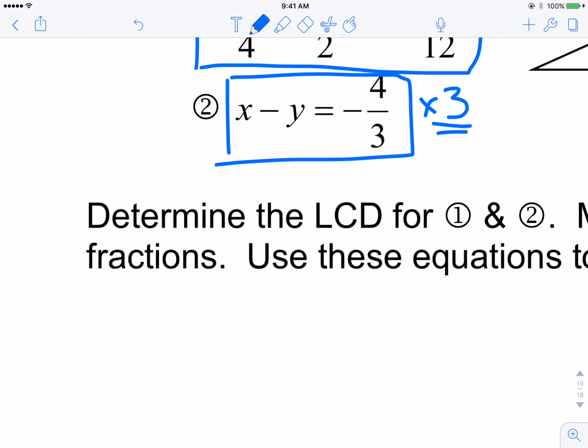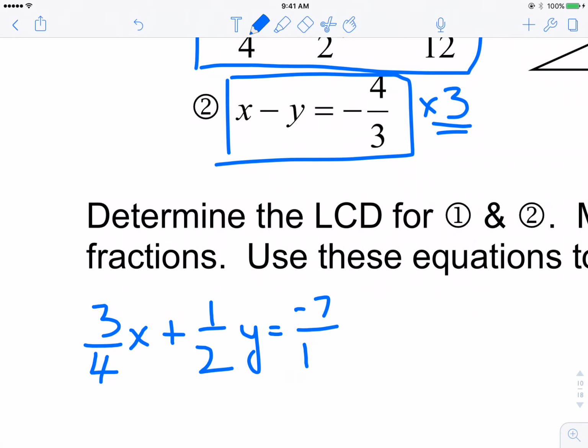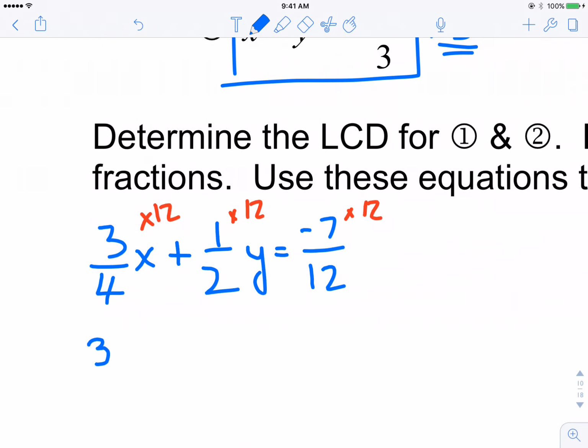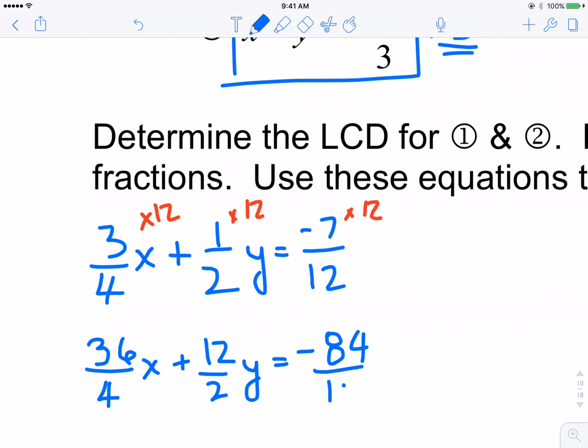Okay, so I take my first equation, 3 over 4 x plus 1 over 2 y equals negative 7 over 12. I said that my common denominator was 12, and I need to multiply each of these terms by 12. What does that get me? That gets me 36 over 4 x plus 12 over 2 y equals negative 84 over 12.